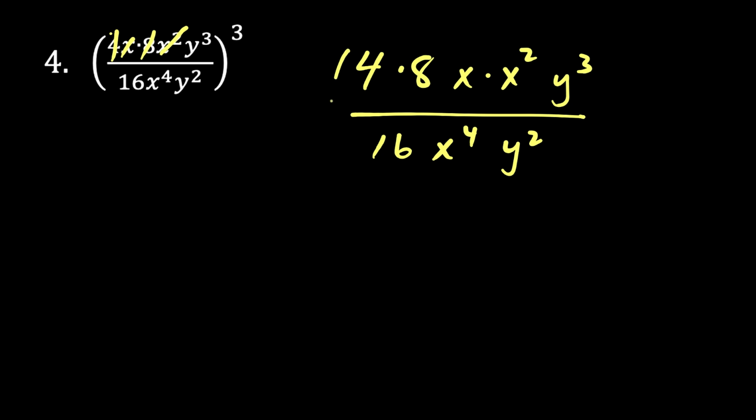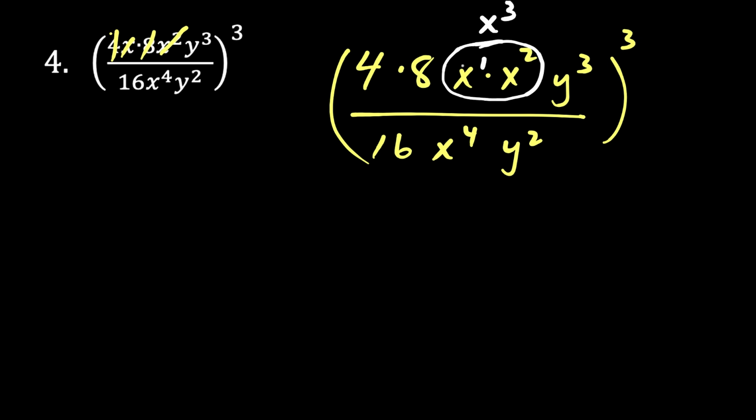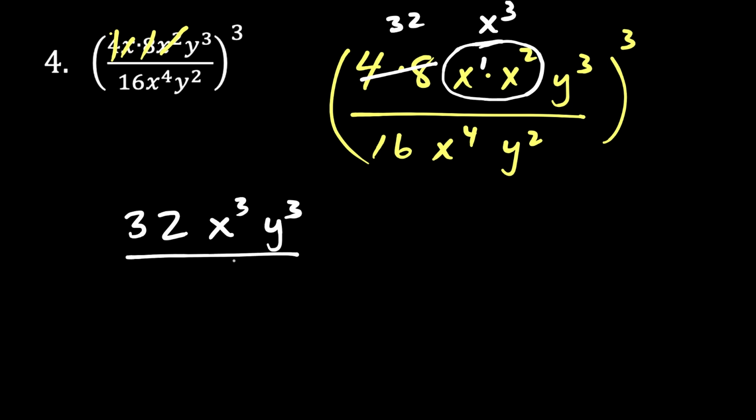Just to be safe, we're going to remind ourselves it's the third power. Looking right here, I can see x times x squared. Remember, that's x to the first, so we're going to add those, and then we have x to the third right here. Number-wise, we have 4 times 8, which is 32. There's other ways we can simplify, so let me rewrite this again. We're going to have 32x to the third y to the third over 16x to the fourth y squared. And again, all of that is to the third power.